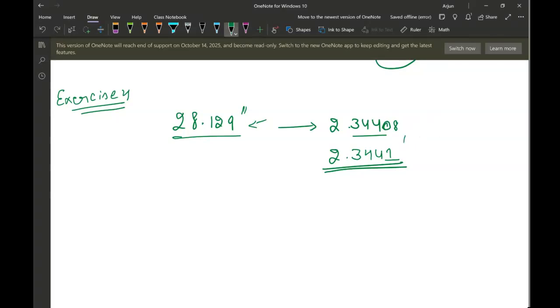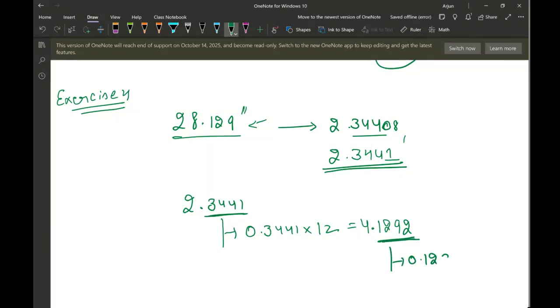Now when I have to answer it in feet and inches, I'm going to use 2.3441, take the decimal part of the feet and convert it into inches. So 0.3441 multiplied by 12 is going to give me 4.1292. Then I'll pick the 0.1292 and multiply it by 64th, because we want our answer to the 64th.